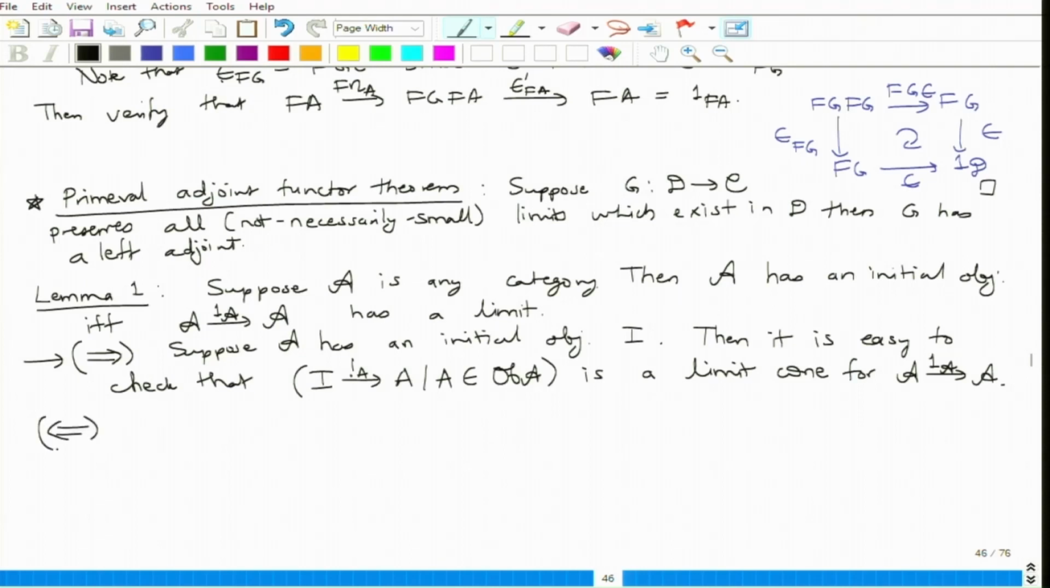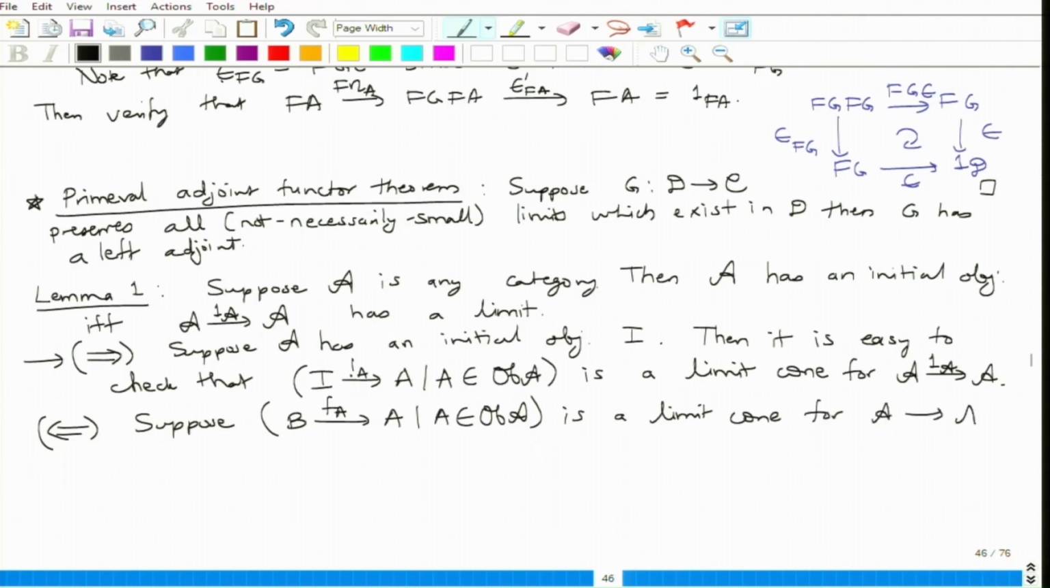For the converse part, suppose we are talking about this. Suppose B to A, and this is FA, A in objects of A, is a limit cone for the identity diagram on A. What can we do with this? Then, because it's a cone, what do we know? Something commutes.